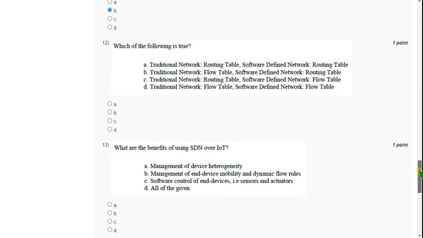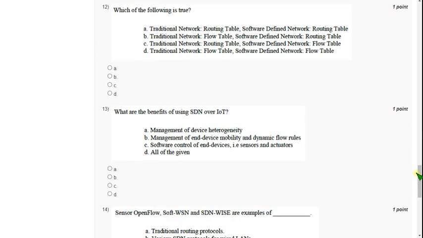Moving on to the 12th one. Which of the following is true? Traditional network uses routing table and SDN uses flow table. So the answer is option C. Mark option C as the correct answer for the 12th question.